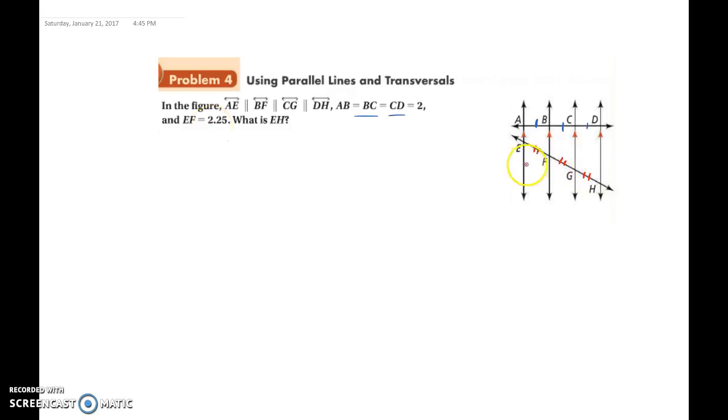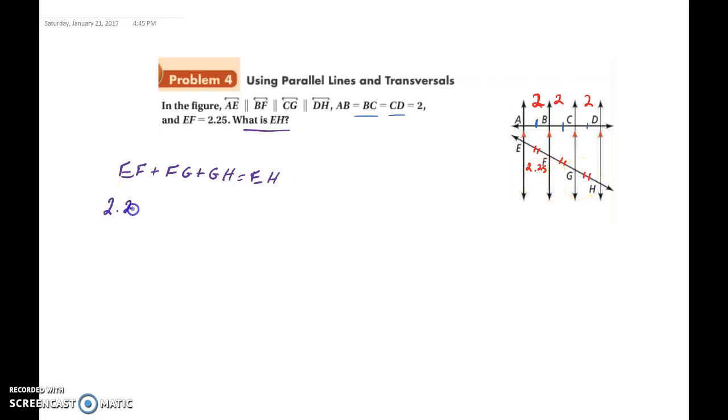Right? It tells me that EF is 2.25. It tells me that all of these are equal to 2, but we don't really need that. All we need is this is 2.25. So since they're all congruent, we want to solve for EH. Right? So now that's where you have to be aware. EF plus FG plus GH is equal to EH. That is our segment addition postulate, where all the three segments add up to the whole.